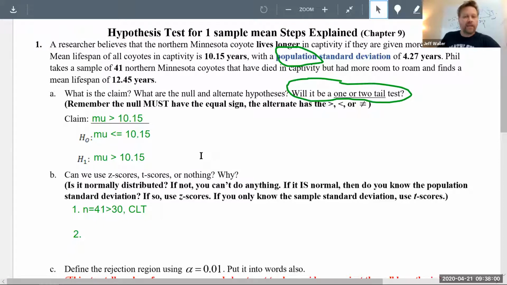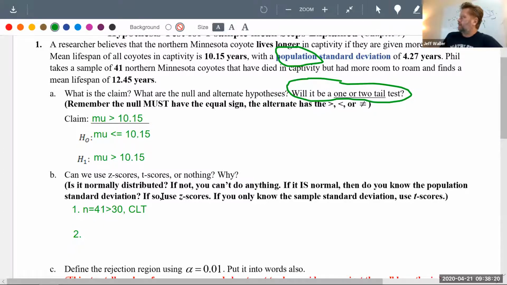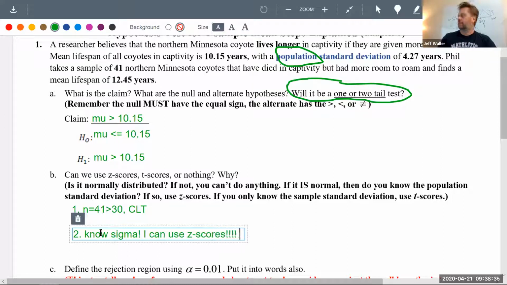If you can't tell, it's almost definitely a sample standard deviation. If it was a population standard deviation, I'm going to shout that from the rooftops, because that's an awesome thing for a statistician to have. Like, we know something? We normally don't know anything, right? Not because we're dumb. Well, sometimes because we're dumb, but because we just don't have enough information. So yeah, I know sigma. So therefore I can use z-scores. Yay.